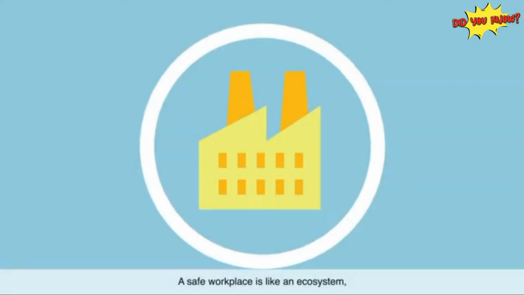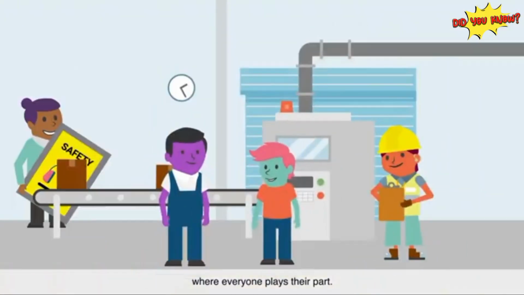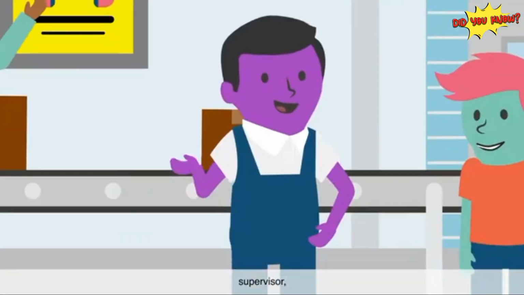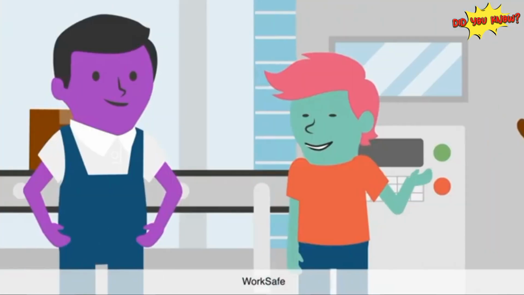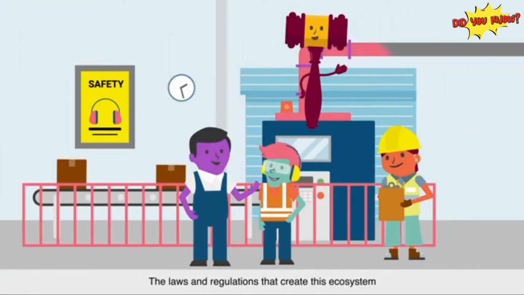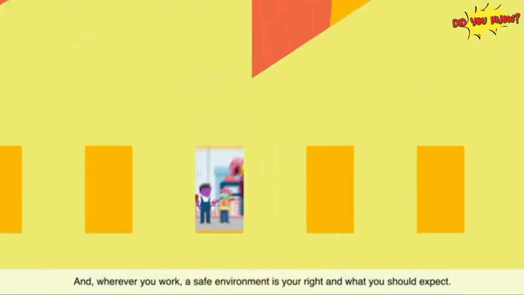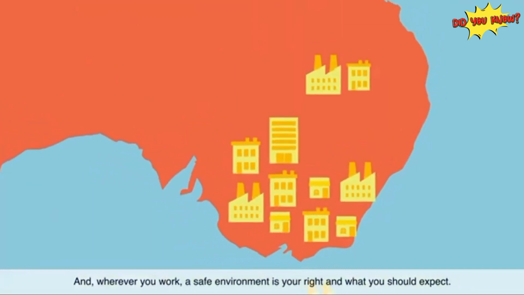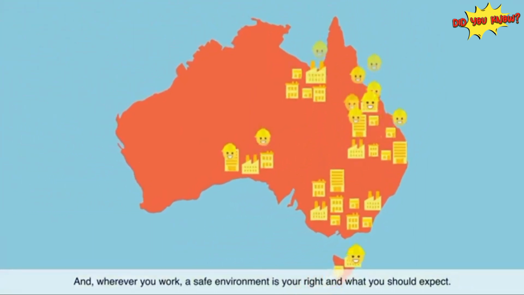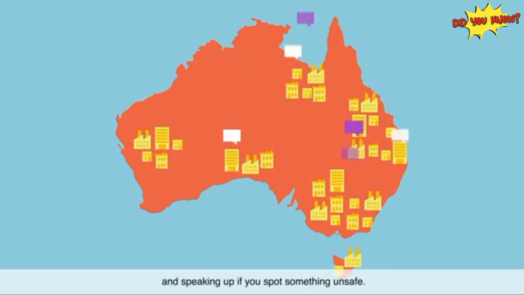A safe workspace is like an ecosystem where everyone plays their part: your employer, supervisor, WorkSafe, and you. The laws and regulations that create this ecosystem are in place so everyone is kept physically and mentally safe. And wherever you work, a safe environment is your right and what you should expect. So play your part by following the rules and speaking up if you spot something unsafe.